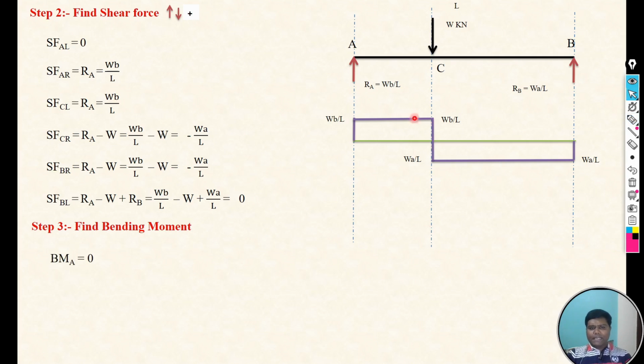Moment at A point means take the section at A point and then focus on left of that A point. There is no force, so moment at A is 0.